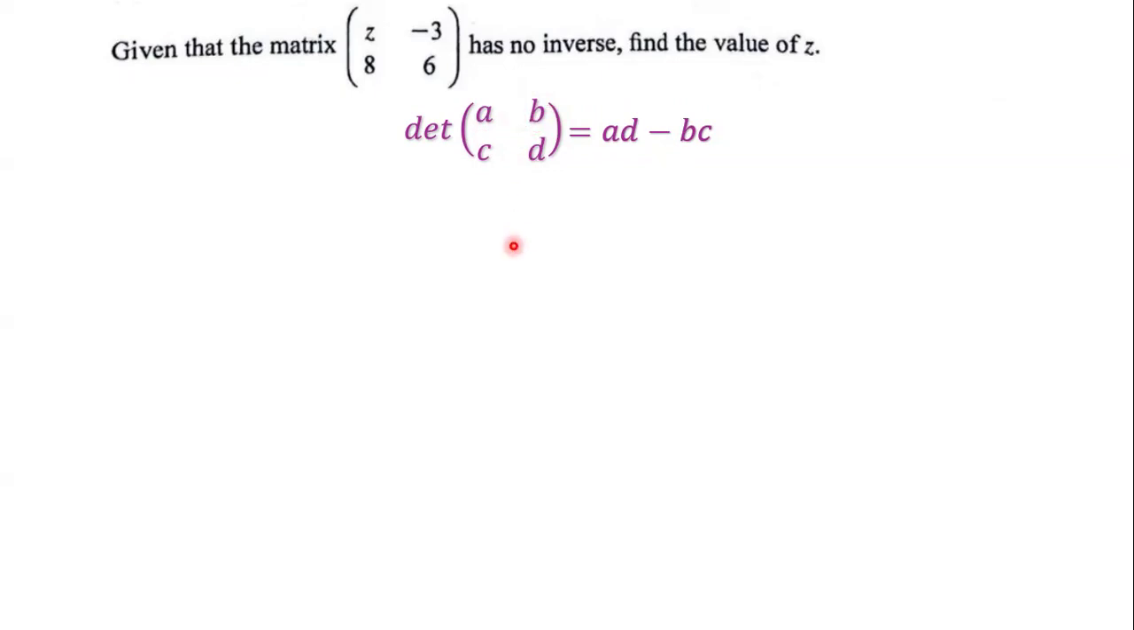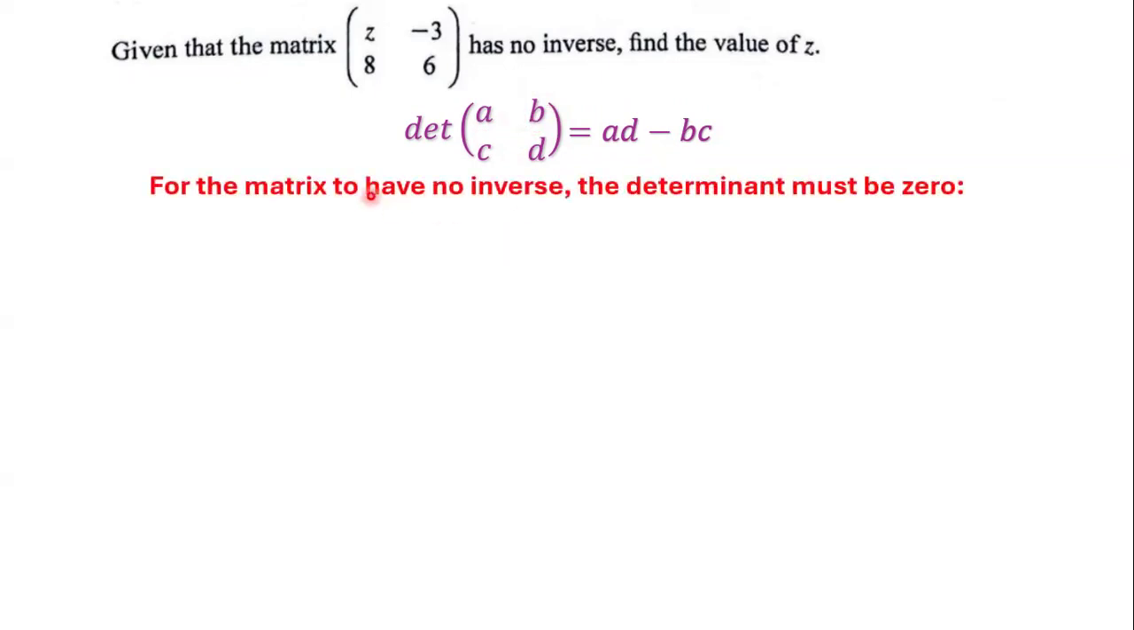Now, interestingly enough, if a matrix has no inverse, then the determinant must be 0. So for the matrix to have no inverse, the determinant must be 0. And so they tell us that this matrix has no inverse. And so what does that mean? That means that the determinant of this matrix must be 0. Okay, because we know it has no inverse.